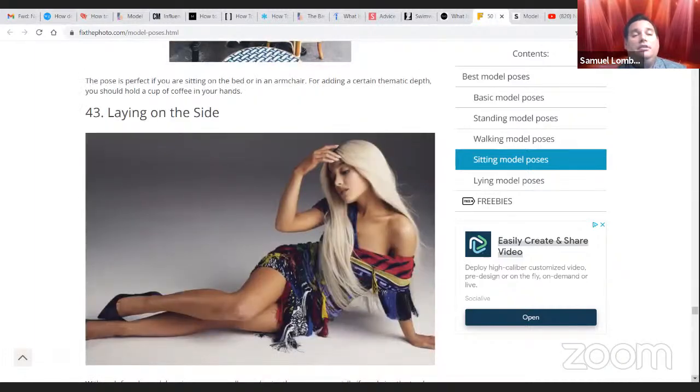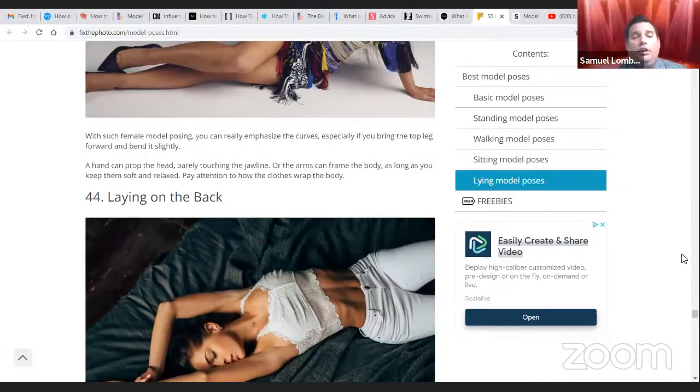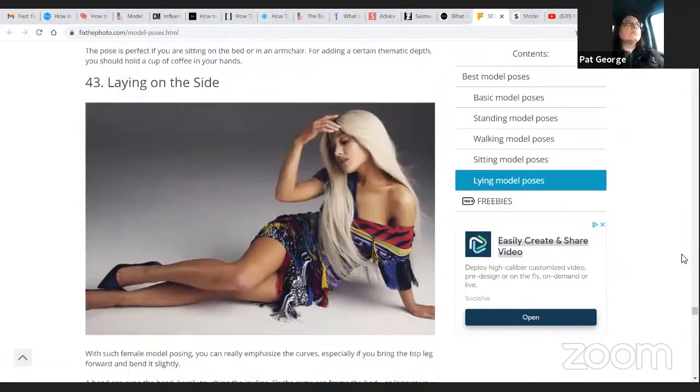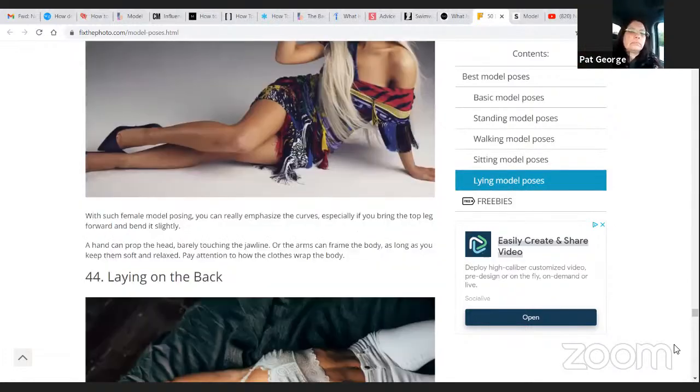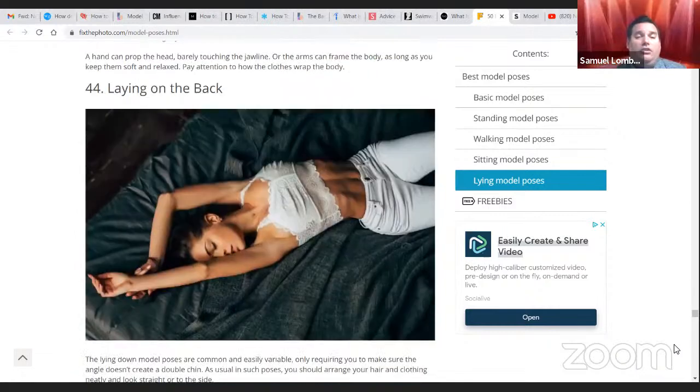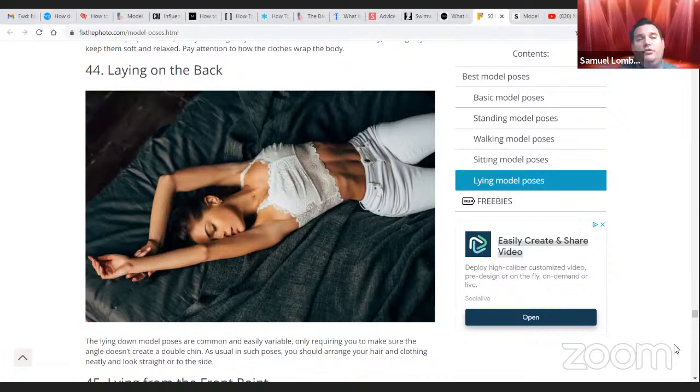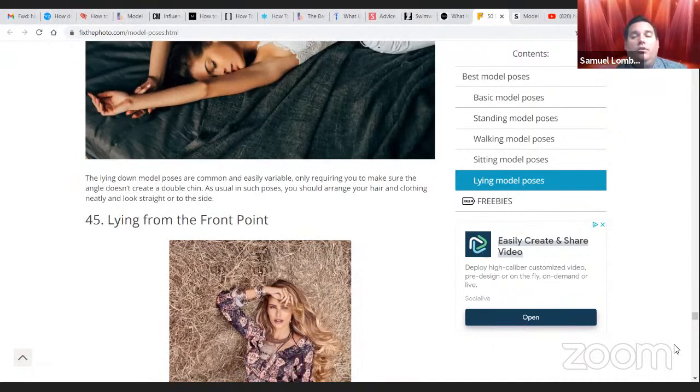Laying on the side pose. So this one's also a very interesting one. You want to be sure that you are kind of looking to the side as well, even though the camera is straight in front of you. Laying on the back pose. So this could be as simple as laying on the floor, laying in your bed, or if it's outside, it could be laying in the grass. Whatever it is that you are comfortable in doing and whatever fashion that you want to wear when you're doing that one.